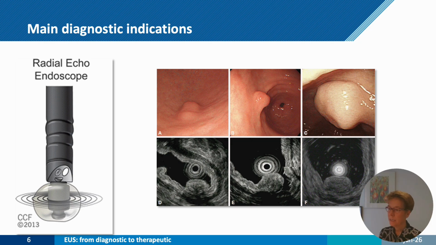Here you can appreciate the radial echoendoscope. As you can see, you can look at subepithelial lesions with the endoscopic view, and here you see it with the radial EUS view. And the same is applicable over here.